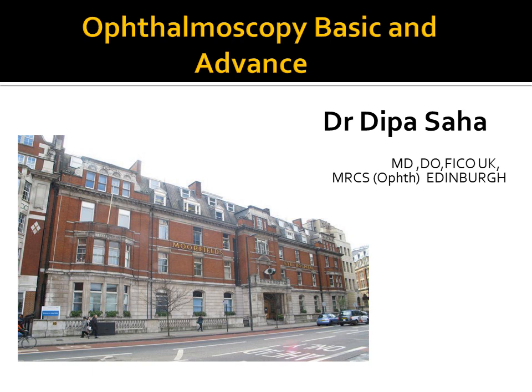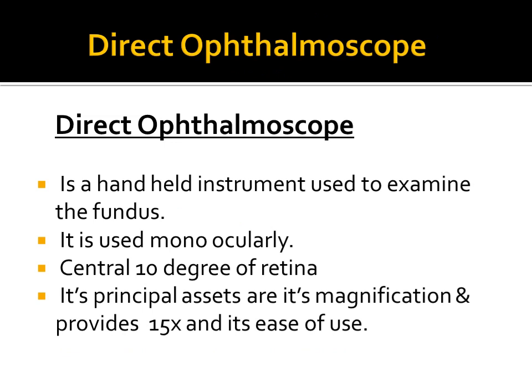Today I will discuss something about ophthalmoscopy, especially the direct ophthalmoscope, that may help the first year PGs. It's very much needed when you first join your DO course or MS course. Ophthalmoscopy, basic and advanced. The direct ophthalmoscope is a handheld instrument used to examine the fundus. Obviously, it is used monocularly. It examines the central 10 degrees of the retina, and the magnification here is 15 times.